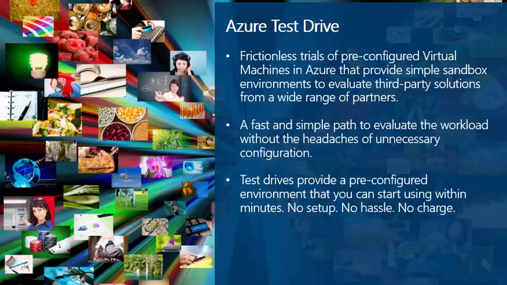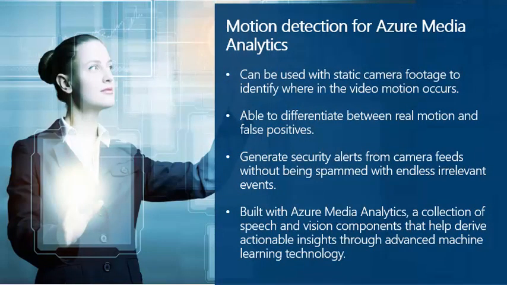Finally, we are very excited to announce the free public preview of the Azure Media Motion Detector. This media processor can be used with static camera footage to identify where in the video motion occurs. Targeted towards security video feeds, this technology is able to differentiate between real motion, such as a person walking into a room, and false positives, such as leaves in the wind, along with shadow or light changes.